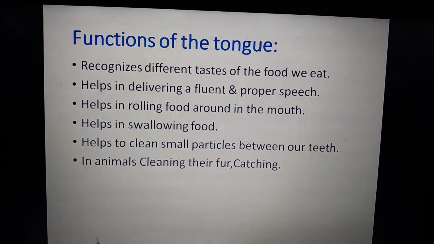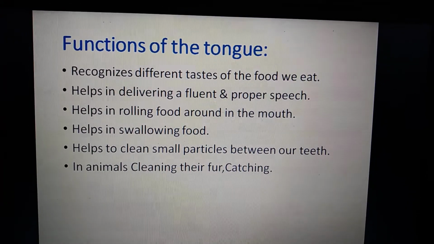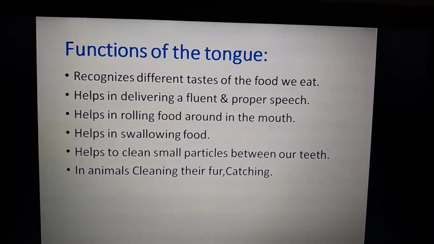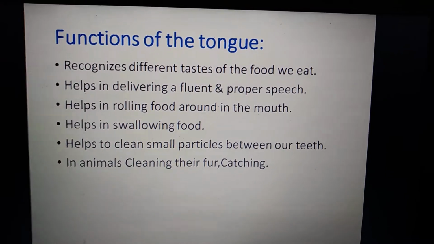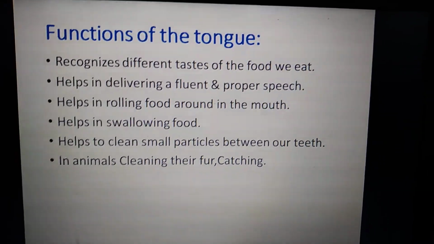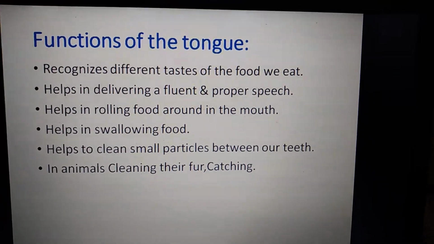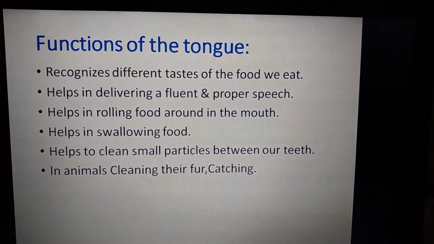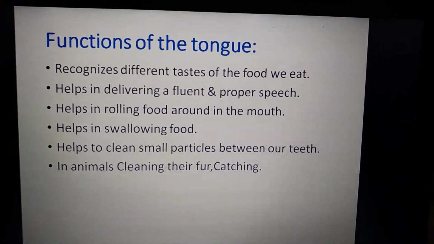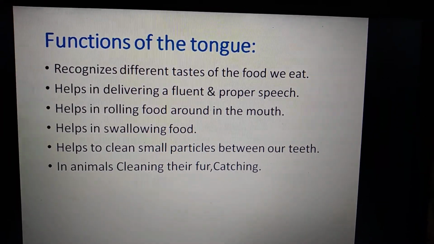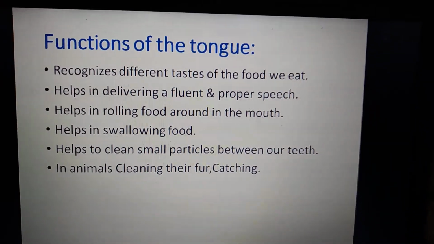It helps to recognize the different tastes of the food we eat. Yes, we have salty, sweet, sour and bitter, whichever taste of food we are taking, no? So it helps to recognize the taste of the food. Also, it helps to deliver fluent and proper speech. Tongue twisters and all, have you heard? So the tongue and the teeth both help us to speak fluently and in a proper way.